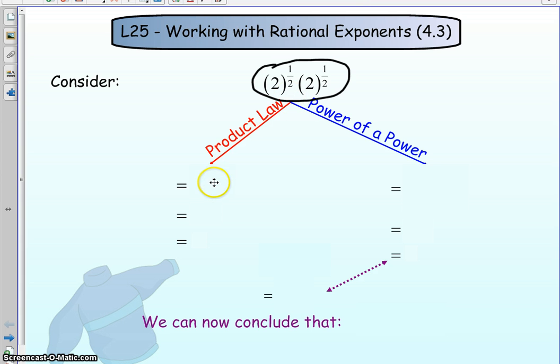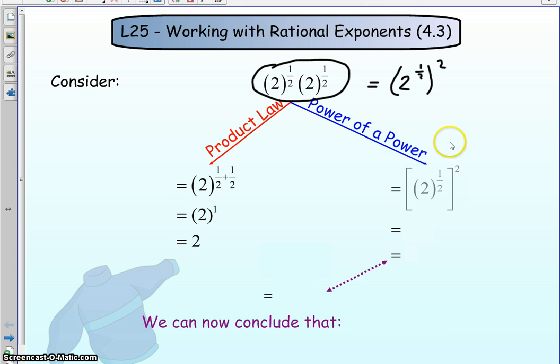So this is the same thing as 2 to the 1/2 plus 1/2. Okay, so again, just adding the exponents there. And when you add a half and a half, you get 1. So this is 2 to the 1, which is just equal to 2. Take an alternative approach to it. This is the same thing as 2 to the half times itself. So this is the same thing as 2 to the 1/2 all squared. Taking that approach, a half times 2 is 1, so you get 2 to the 1, which is equal to 2.